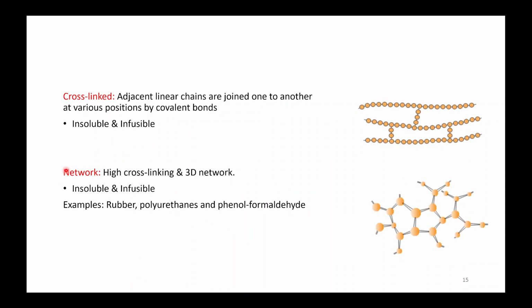Third is cross-linked polymers. In this, adjacent linear chains are joined one to another at various positions by covalent bonds, and these are insoluble and infusible. And network polymers are highly cross-linked 3D networks, and these are also insoluble and infusible. Examples are rubber, polyurethanes, and phenol formaldehyde.